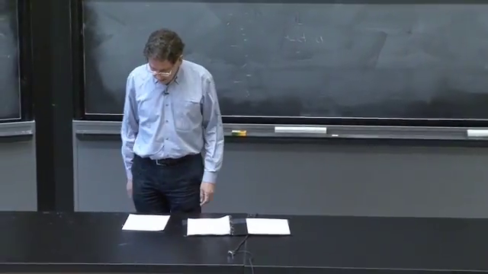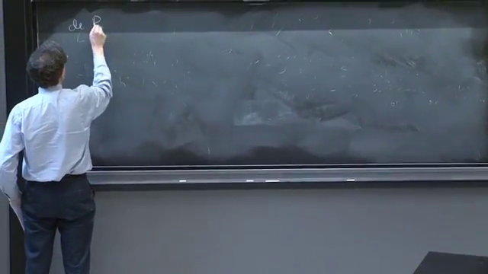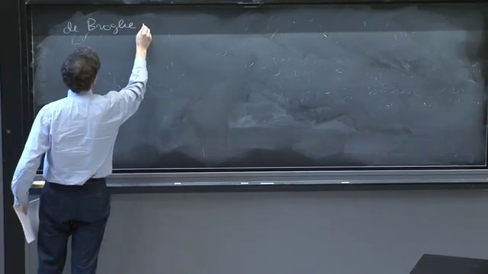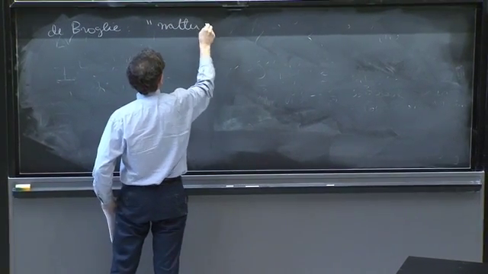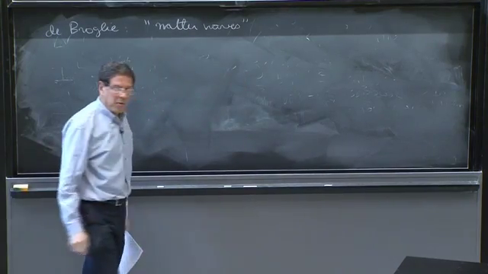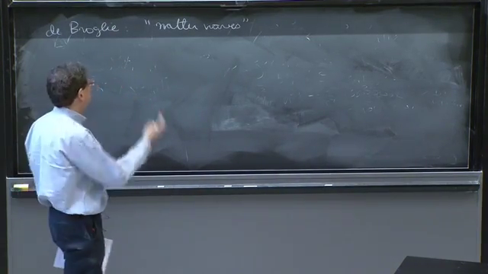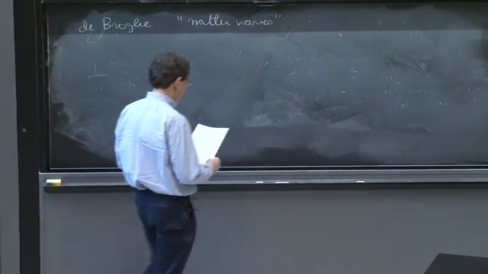De Broglie, as we discussed last time, spoke about waves, matter waves, because people thought, anyway, light is a wave, so the surprising thing would be that matter is waves.